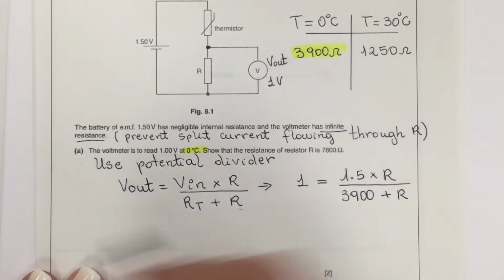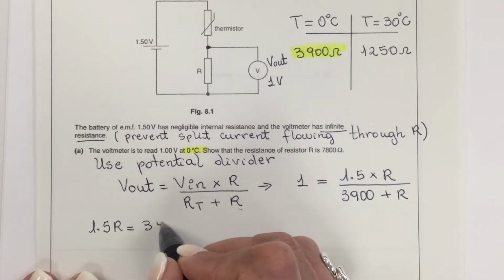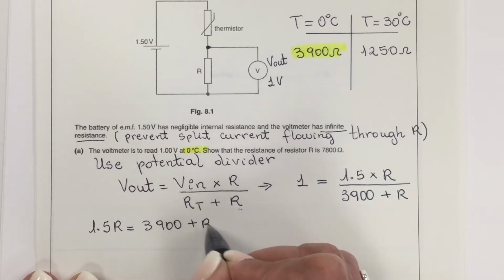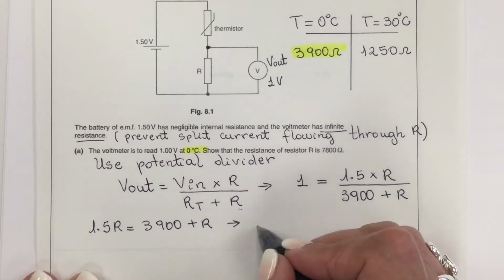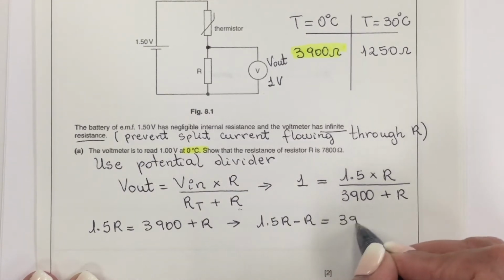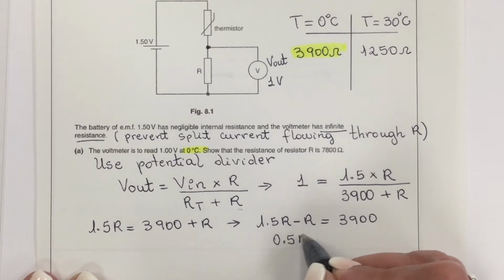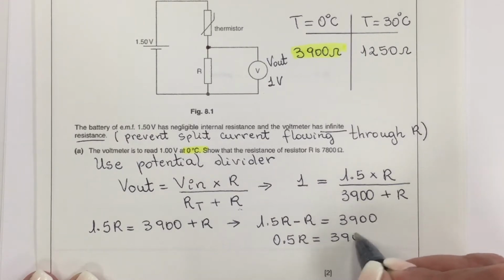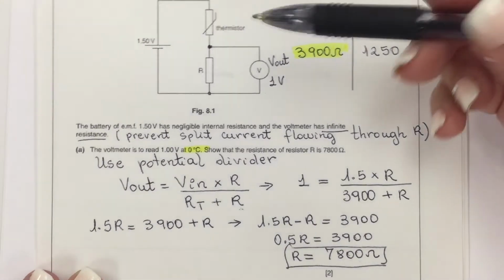So here doing cross multiplication, 1.5 R is equal to 3,900 plus R. Now I'm going to group my R, move it this way, so 1.5 R minus R is equal to 3,900. So now this is 0.5 R is equal to 3,900. So my R is 7,800 ohms. That's the value of my resistor.